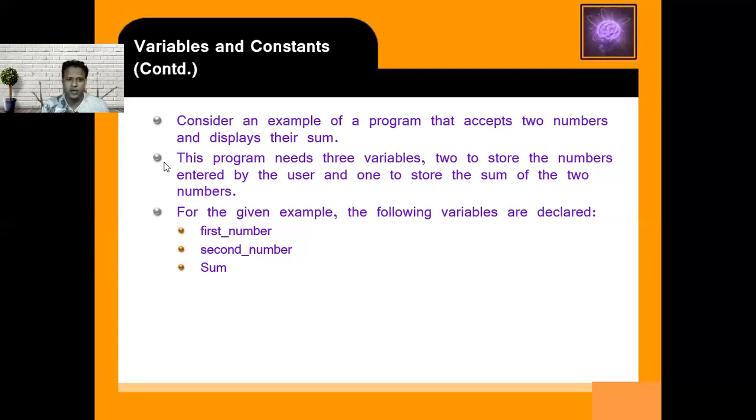So consider another example of a program that accepts two numbers and displays their sum. This program needs three variables: two to store the numbers entered by the user, and one to store the sum. Means for adding two numbers you require three variables, two for storing the two numbers, and one for showing the result. That is called a variable. The variable value changes throughout your program execution.